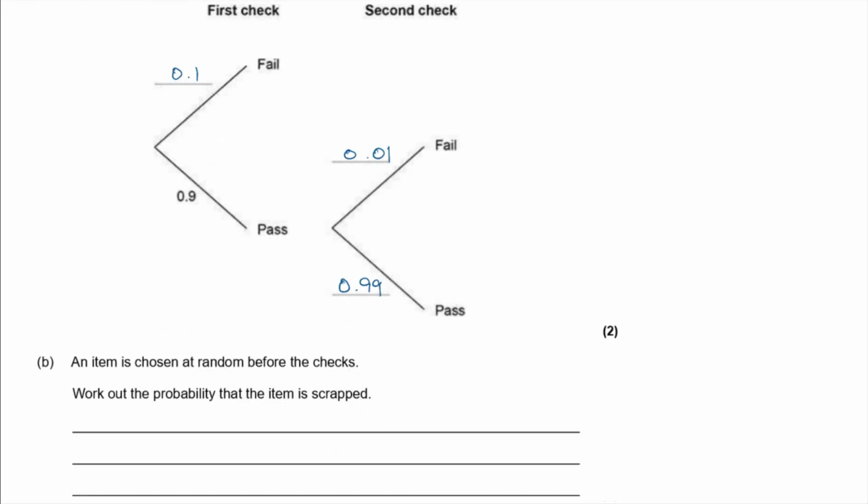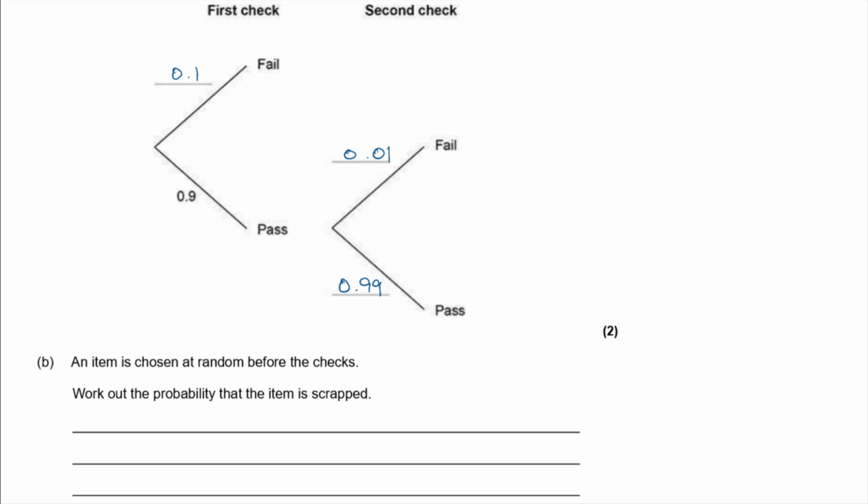So if I've managed to go down that first pass, then this one here is going to have to be 0.99, and making this one the probability of failing 0.01 there. Okay. Part B says an item is chosen at random before the checks. Work out the probability that the item is scrapped.